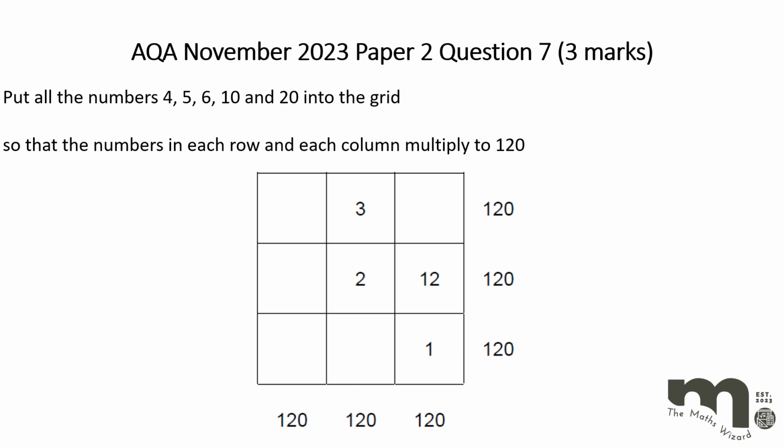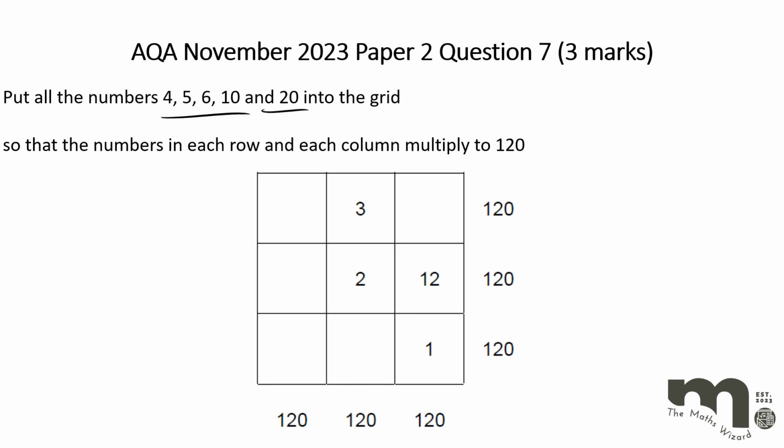Hello, welcome to this AQA exam question. This is from the November 2023 paper 2, so it is a calculator paper question worth 3 marks. So we've got these numbers 4, 5, 6, 10 and 20 that we've got to put into the grid. We've got to put all of them into the grid, which means we can only use each number once.